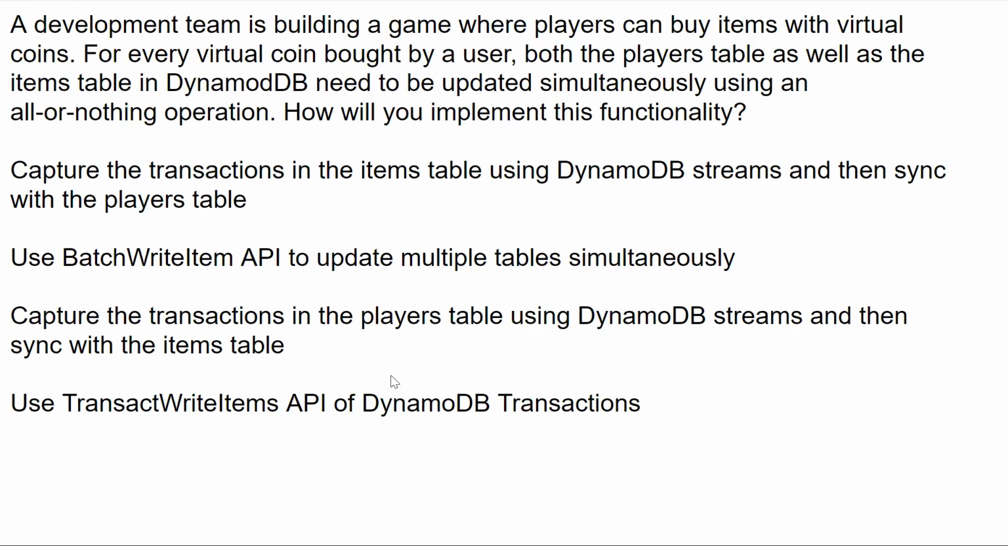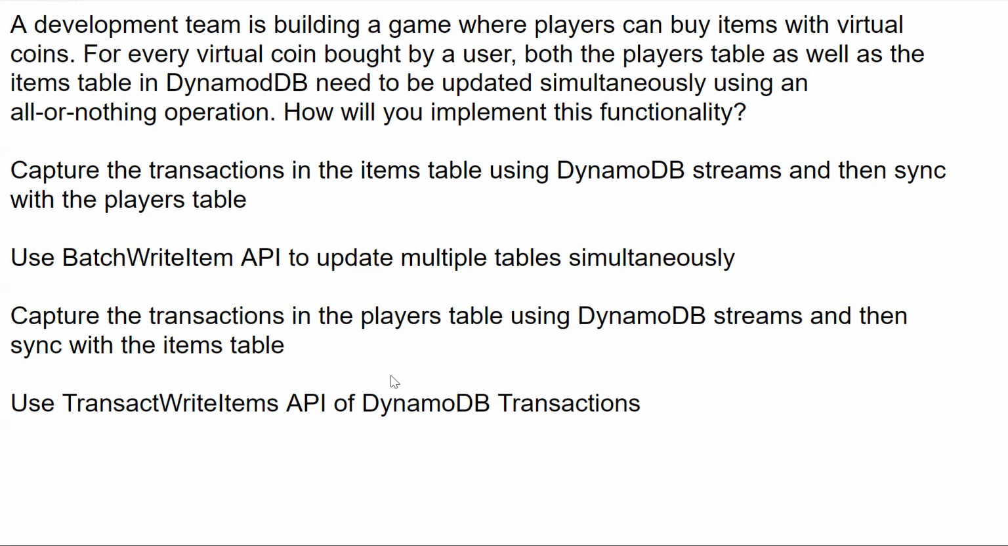A development team is building a game where players can buy items with virtual coins. For every virtual coin bought by a user, both the players table as well as the items table in DynamoDB need to be updated simultaneously using an all or nothing operation. How will you implement this functionality?